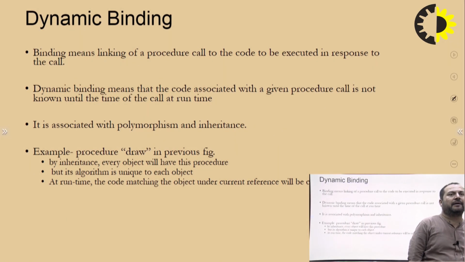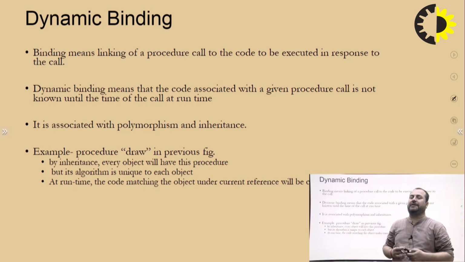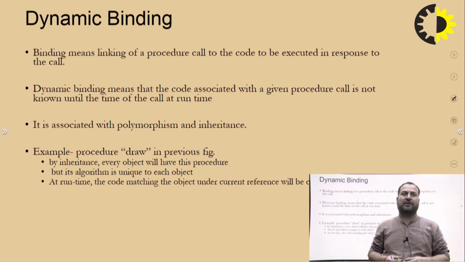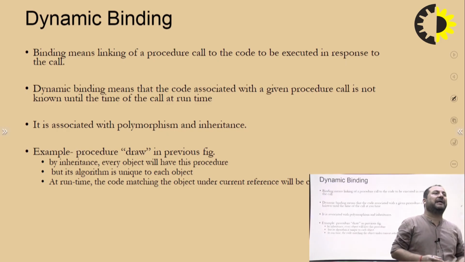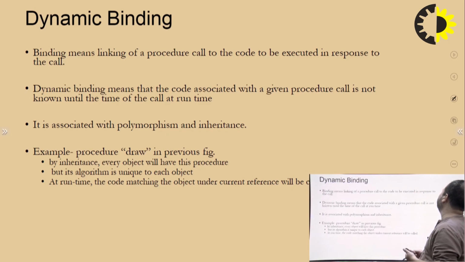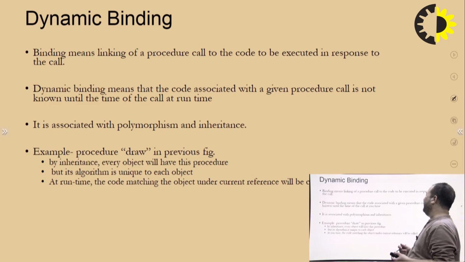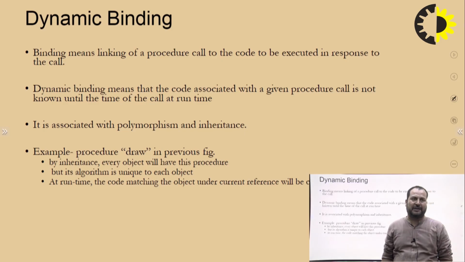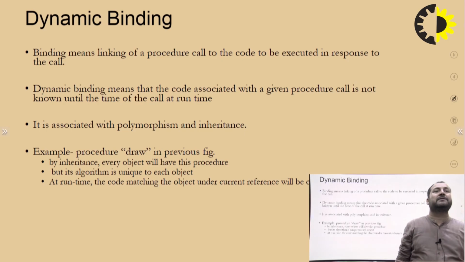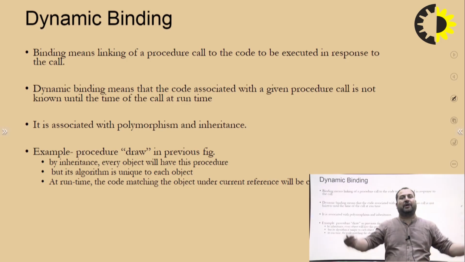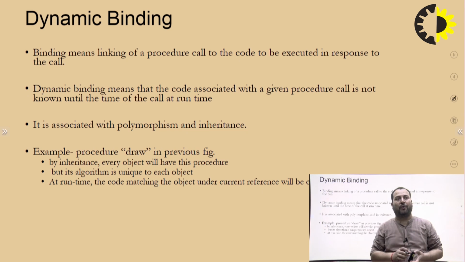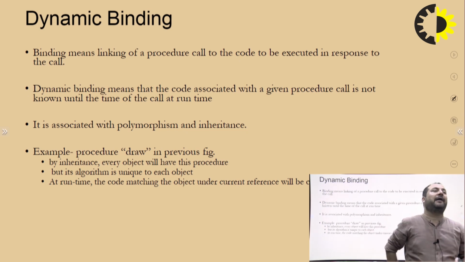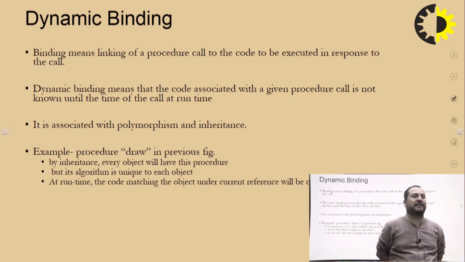Next is binding. Binding in an operating system means that when an instruction gets its address, that is called binding. Binding here means linking a procedure call to the code to be executed in response to the call. So the code associated with a given procedure call is not known until the time of the call at runtime. The code associated with a given procedure is known when it is going to run, not before that. So the address will be associated with that instruction at runtime only. Dynamic binding is basically associated with polymorphism and inheritance.